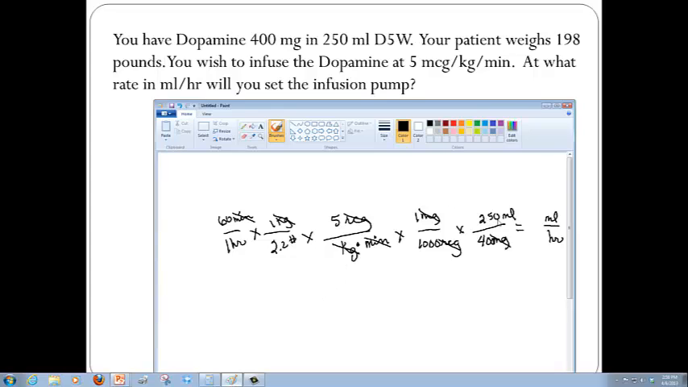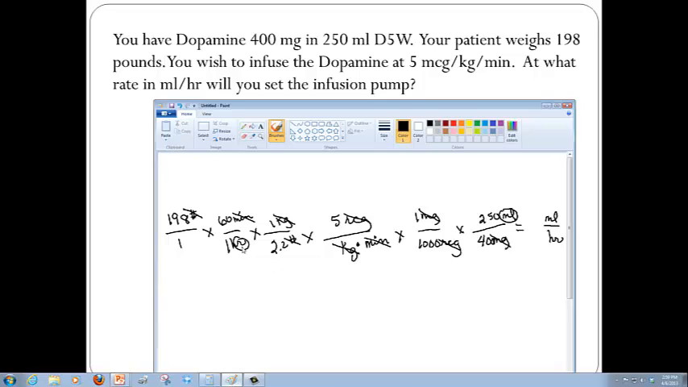I have milliliters in the numerator. That's what I'm looking for in the answer. I now have hours in the denominator, also what I'm looking for in the answer. But I still have these pounds, which I don't want in the answer, so I'm not finished setting up my equation. I need to go in and find something in the story problem to cancel pounds, and it is the patient's weight, 198 pounds. Remember that the patient's weight here needs to go in the numerator, 198 pounds over 1. Canceling pounds. Now the only units I have left are milliliters in the numerator, hours in the denominator.